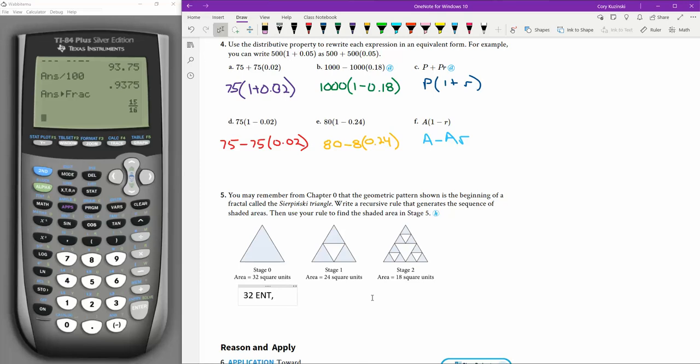And then what's happening to get from 32 to 24? There's some kind of constant multiplier. Let's see. 24 divided by 32 is 0.75 or 3/4. So 32 times 3/4 gives us 24, which gives us 18. We'll come back to that in a second. But now we have our previous answer times 3/4. And we're going to hit enter repeatedly until we get the value we want. So what's our 5th term? What we're looking for is stage 5.